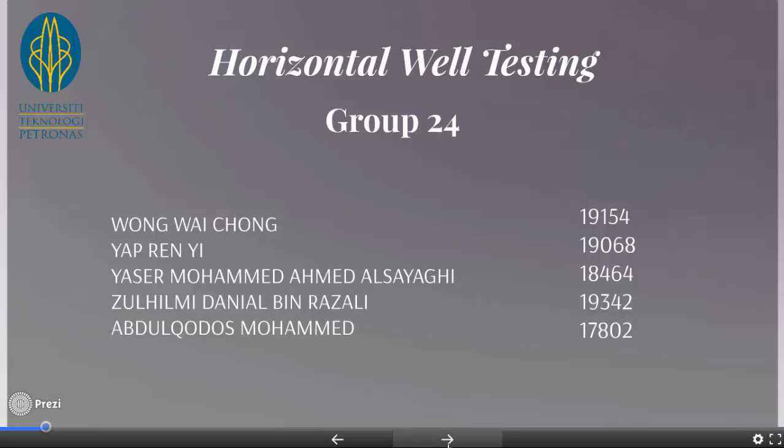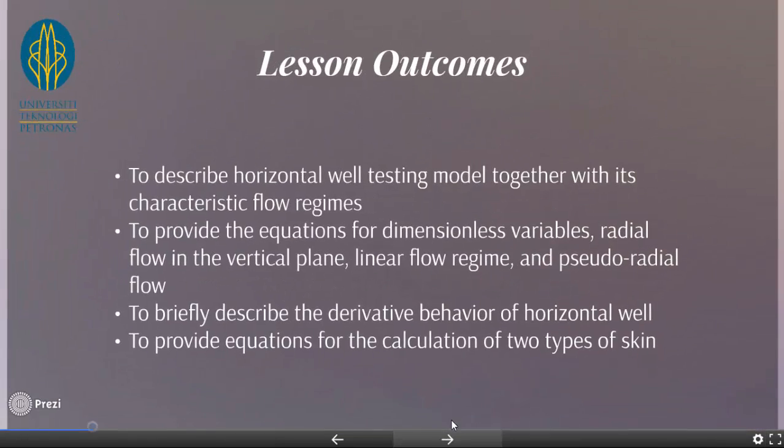First of all, in our lesson outcome today, we are focusing on describing the horizontal well testing model together with its characteristic flow regime. Secondly, to provide the equations for dimensionless variable, radial flow in the vertical plane, linear flow regime, and pseudo-radial flow. Next, to briefly describe the derivative behavior of horizontal well, and to provide equation for the calculation of two types of skin.